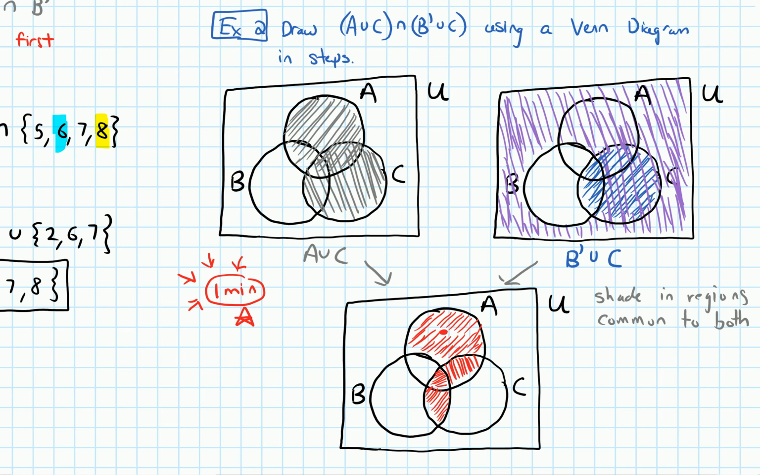And there's one more region that's common to both, which is the stuff that's in circle C, but that's not in either A or B. I need to shade that in. So everything in red that is shaded in this picture is making up A union C intersected with B complement union C. And that's our final picture.